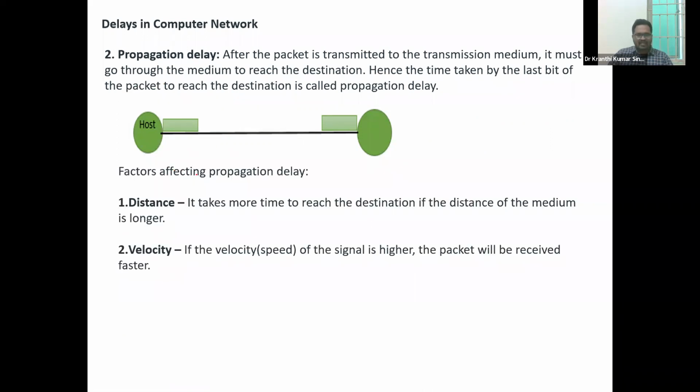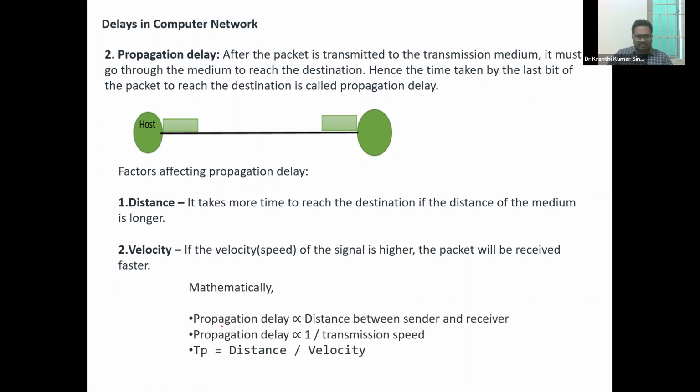See, factors affecting propagation delay: distance. It takes more time to reach the destination if the distance of the medium is longer. If the velocity of the signal is higher, the packet will be received faster. Right? If the signal is in optical fiber, a light signal, of course, it is faster. In this way, we can mathematically prove distance by velocity. Here, velocity is constant for a transmission medium. If it is optical fiber, it is constant.